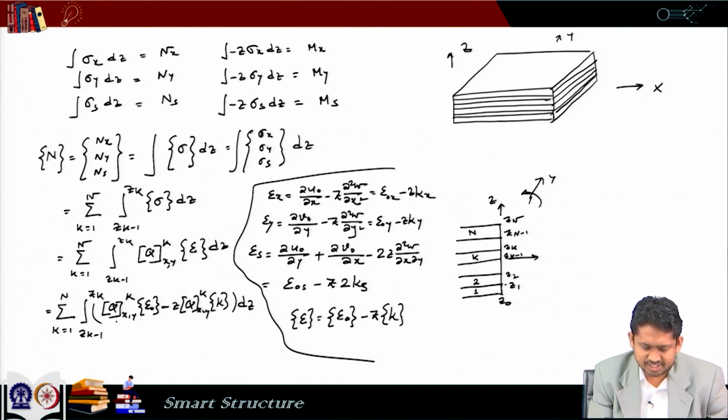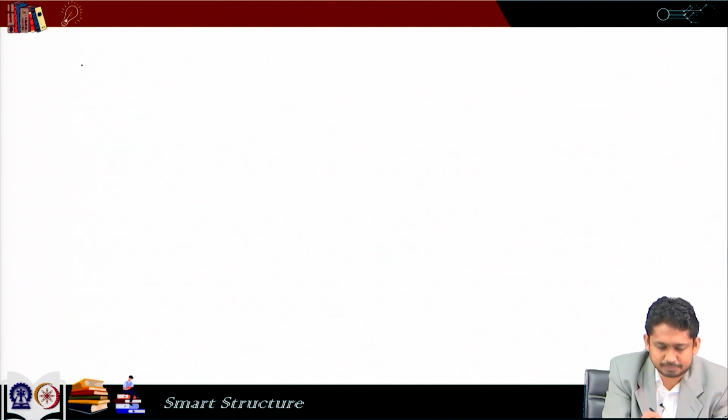So, now we are integrating these q's over thickness and summing it up. Now, this epsilon 0 is independent of z. So, it can be taken out of the integral. So, these q's are integrated over the thickness and summed up. Similarly, here kappa is independent of z. So, it can be taken out. So, minus z q can be integrated over the thickness and can be summed up. So, finally, we can write a relation like this.